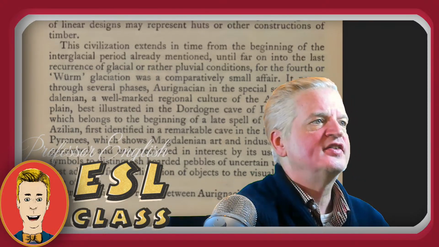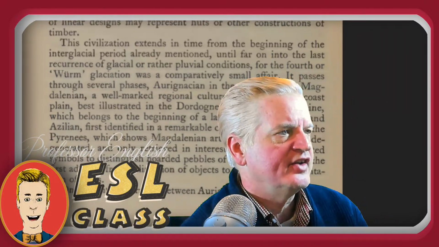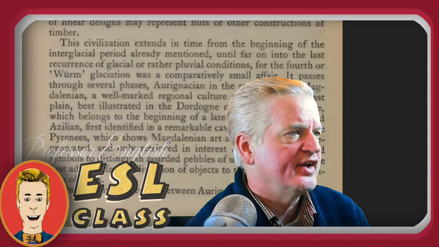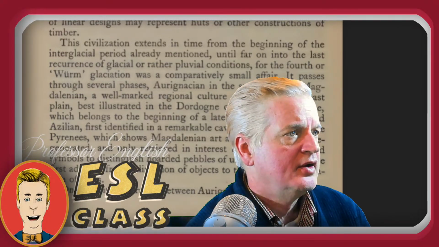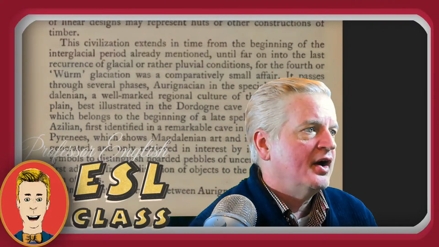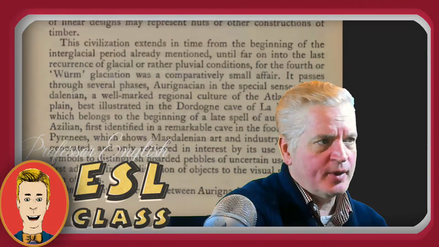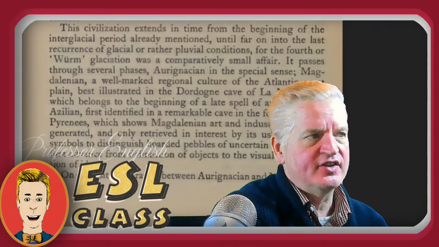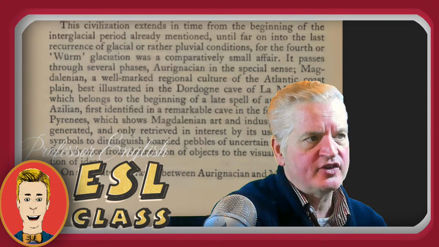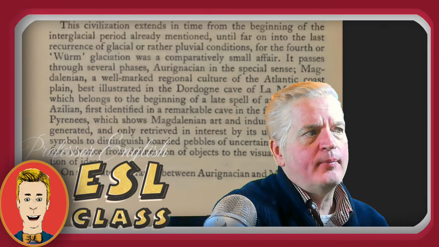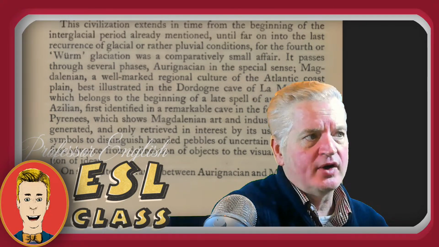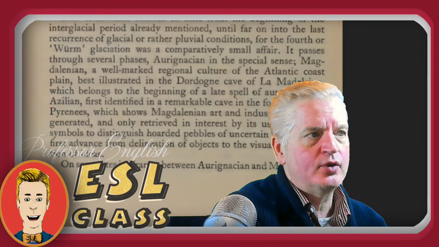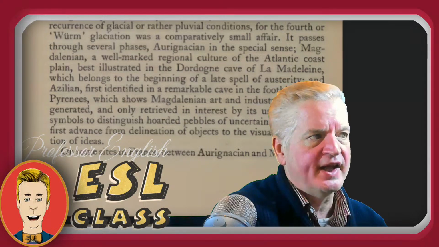This civilization extends in time from the beginning of the interglacial period already mentioned until far on into the last recurrence of glacial, or rather pluvial, conditions for the fourth Vulum. Glaciation was a comparatively small affair. It passes through several phases, Aurignacian in the special sense, Magdalenian, a well-marked regional culture of the Atlantic coast plain, best illustrated in the Dordogne cave of La Madeleine.